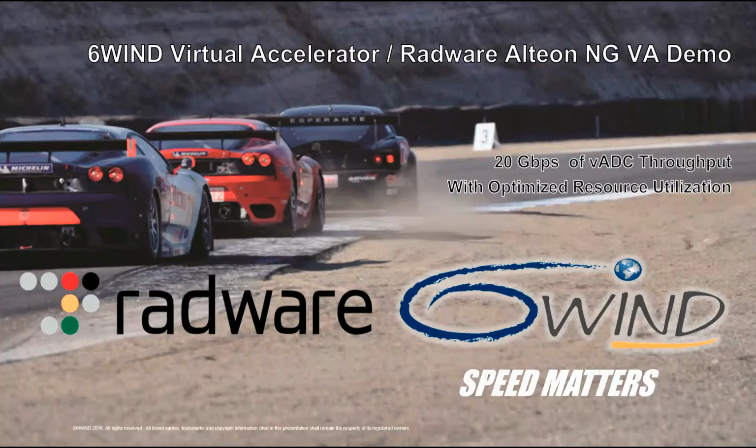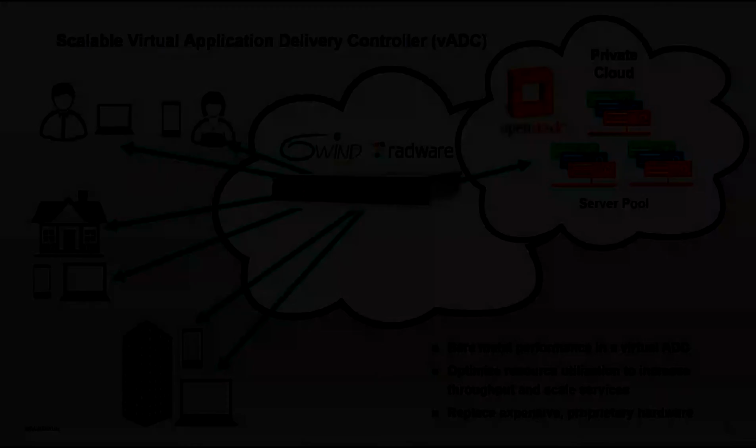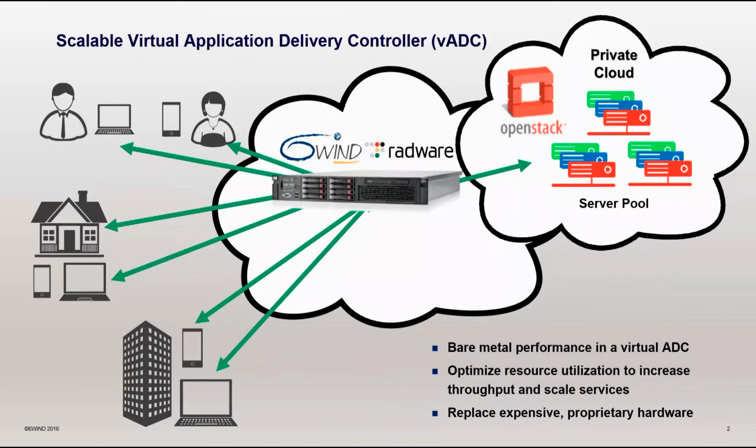Welcome to the 6Wind and Radware demo, where we show 20 gigabits per second throughput for the Alteon NG virtual appliance with 6Wind Virtual Accelerator. This demo simulates a server load balancing application in an OpenStack environment.